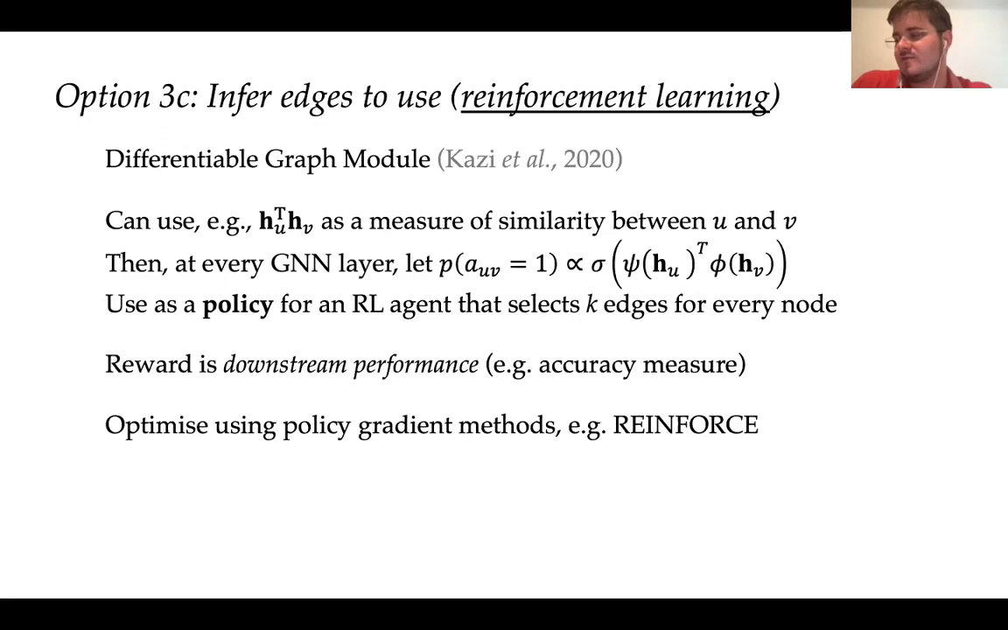You can update through the edges you've selected, but it's also useful to reward the RL agent itself for what it's done. And for that, in absence of any other information about how faithful your graph is, you can use some accuracy measure or some other downstream performance you got as a measure of how good your edges were. And that part can be optimized using your standard policy gradient methods such as REINFORCE.